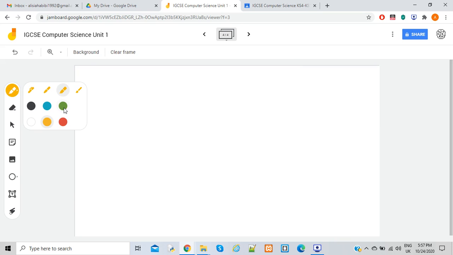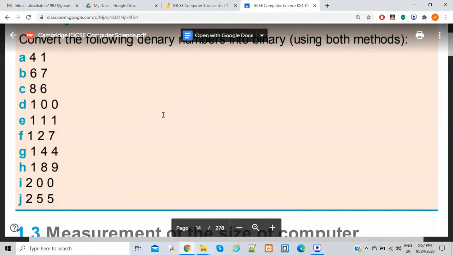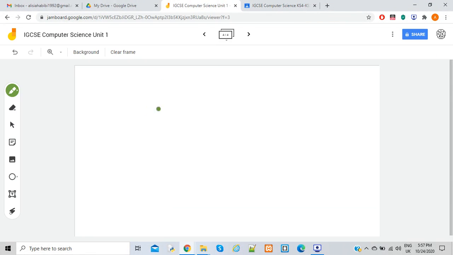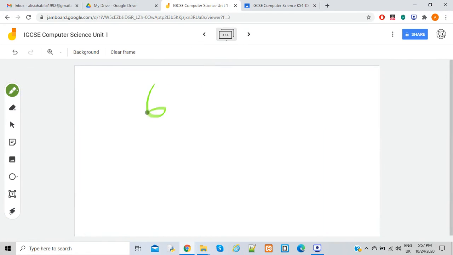So we're going to be doing the last example of converting denary into binary, and that's 67. So we've done the first one, which was 41. Now we're going to convert 67 into binary. So again, it starts with the same thing. You have to have the powers of 2 written out.